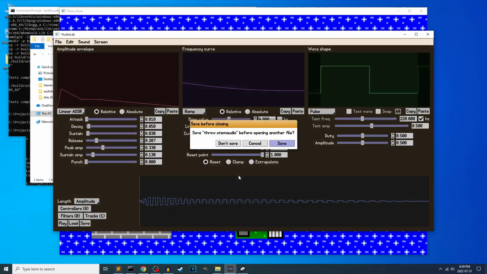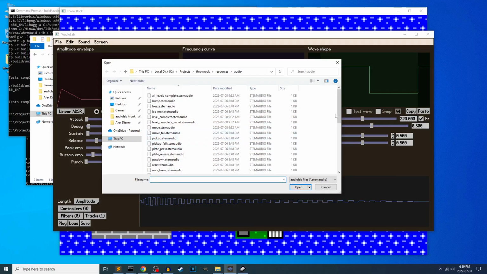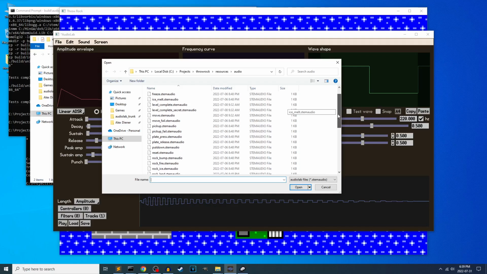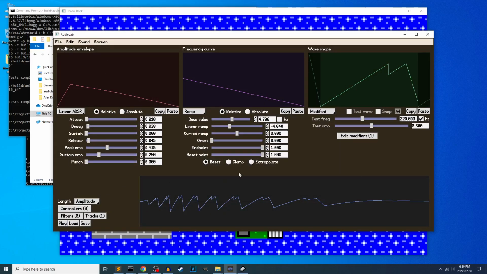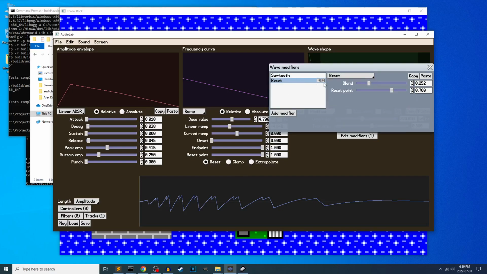Other rock sounds. There's when a rock bumps into something, which is rock bump. Similar to player bump, just a little different. Is the reset point at a different spot? 0.7.